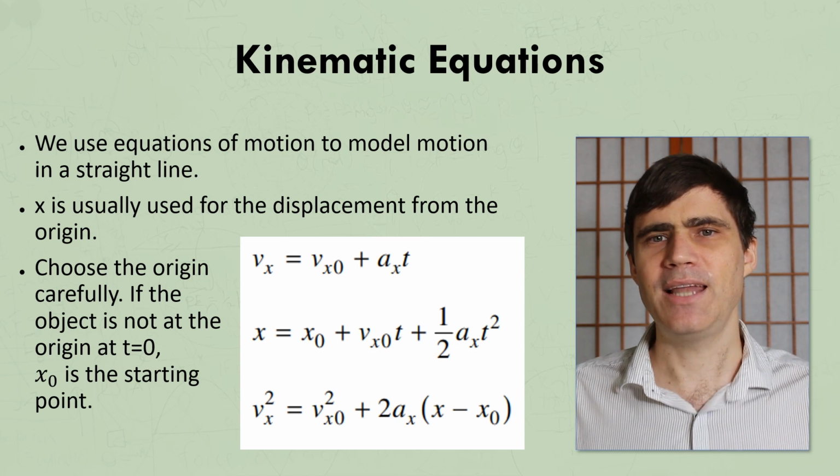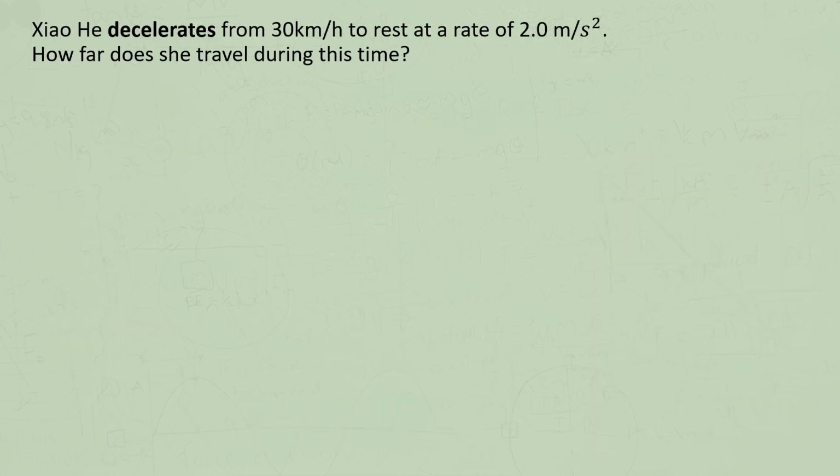As an example, let's say that Xiaohe decelerates from 30 kilometers per hour to rest at a rate of 2 meters per second squared, and we want to know how far she travels during this time. First, let's look at what we know. Her initial velocity is 30 kilometers per hour, her final velocity, rest, is 0, and her deceleration is 2 meters per second squared.